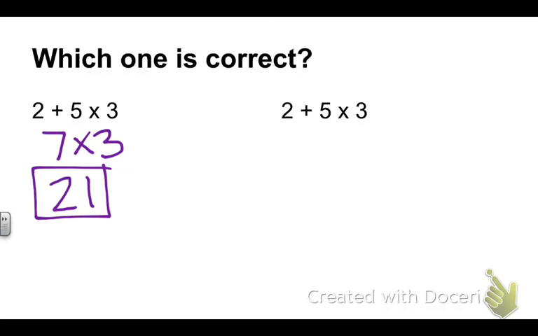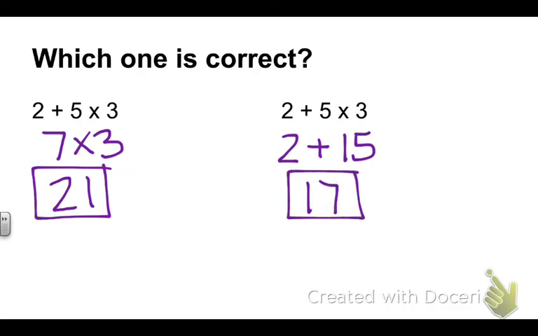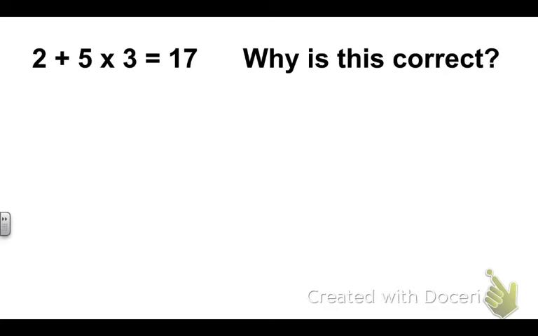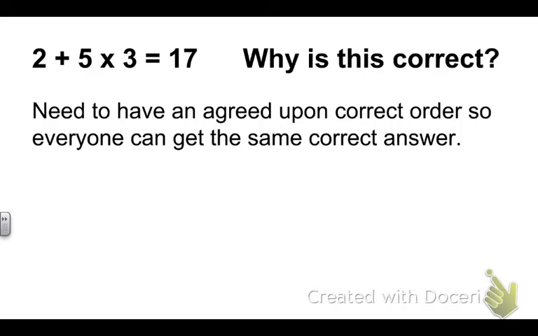But what if I do this a different way using the steps I just told you? Alright, your multiplication would come first, so 2 plus 15, and now 2 plus 15 is 17. So think about it. Which one is correct? Hopefully you knew that 17 was correct, and the reason why is because you need to have an agreed upon correct order so that everyone can get the same correct answer.